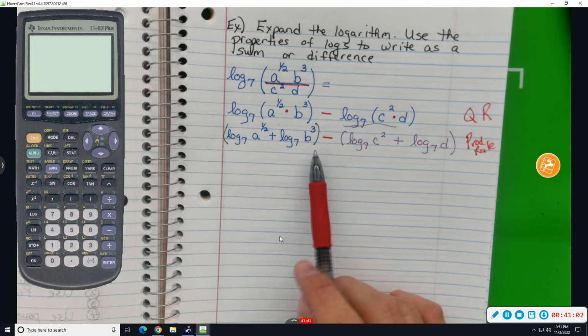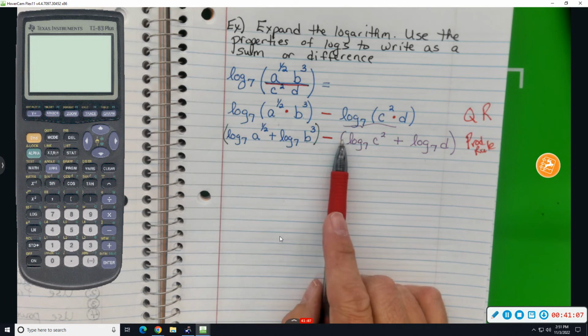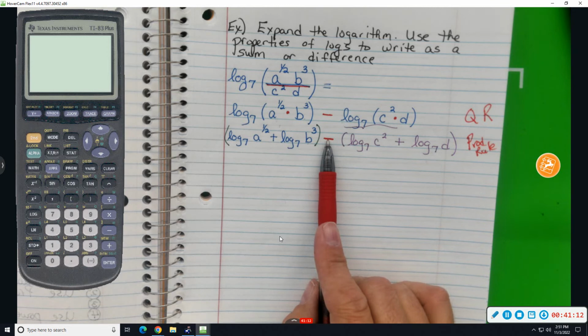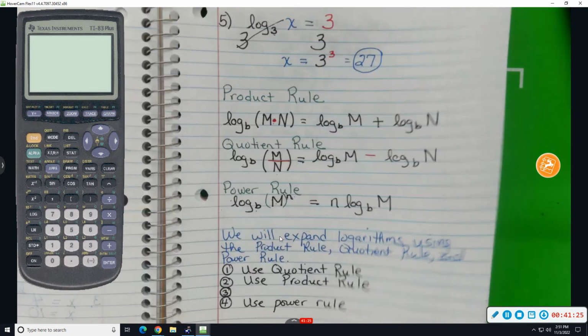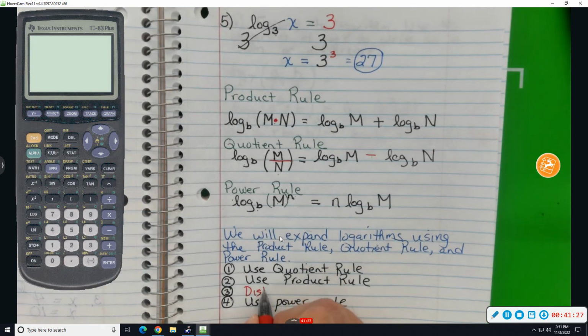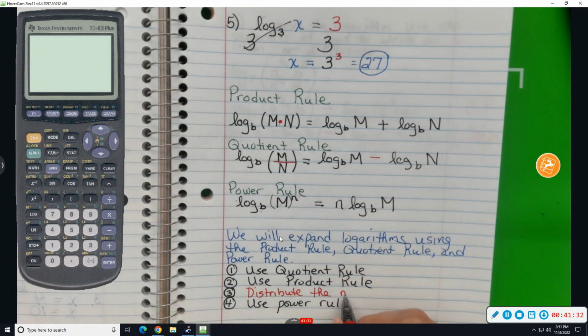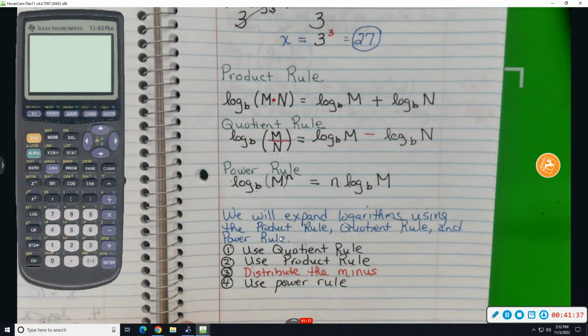I'll give you a hint. It has something to do with this minus in front of the parentheses. What do you do when you have a minus in front of a parentheses? Multiply. No, I'm looking for an answer to start with a D. You distribute this minus. It's going to change the signs. That's the third step. Distribute the minus. So I'm going to distribute the minus.